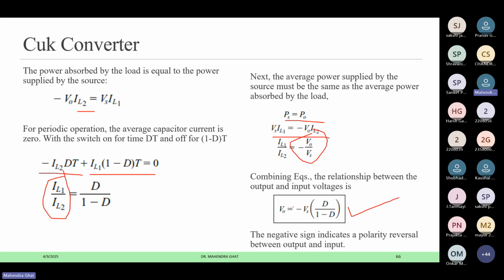But the advantage is that we are getting the filtering at the input as well as the output as compared to the buck boost converter. Here also the negative sign indicates the polarity reversal between the output and input. Right?